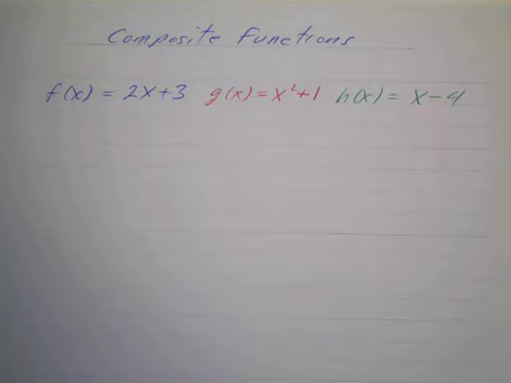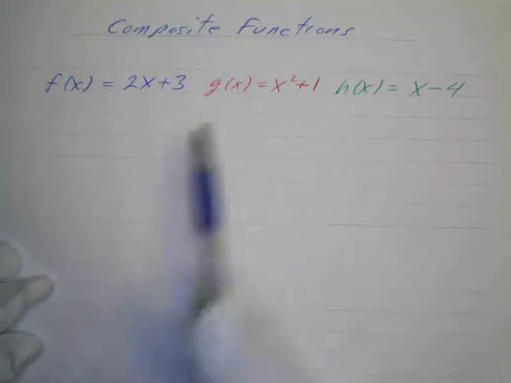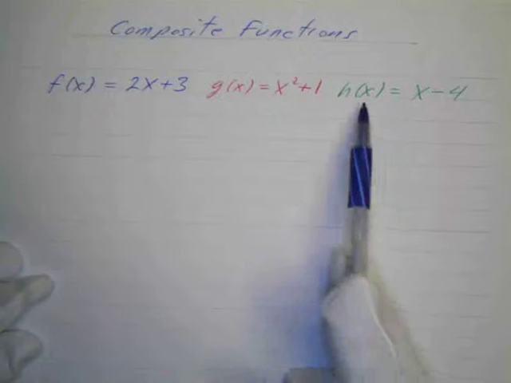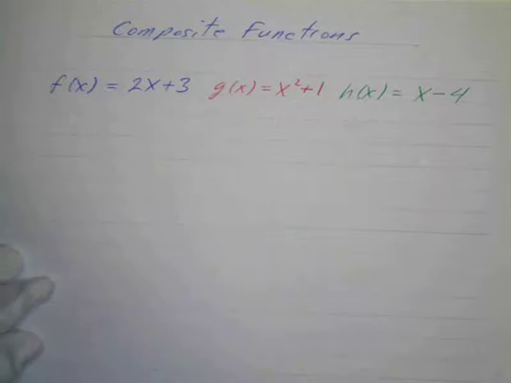Here's some more examples of what you can do with composite functions. Let's say we've got three functions here. f of x is 2x plus 3, g of x is x squared plus 1, h of x is x minus 4. Remember, we can add them, subtract them, multiply and divide them. There's all kinds of combinations we can do.